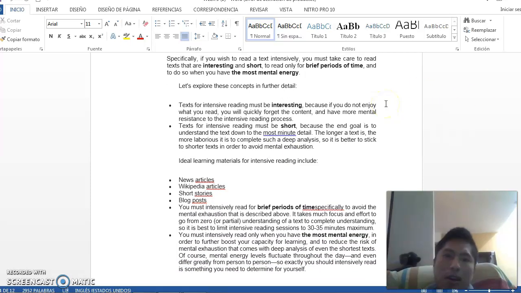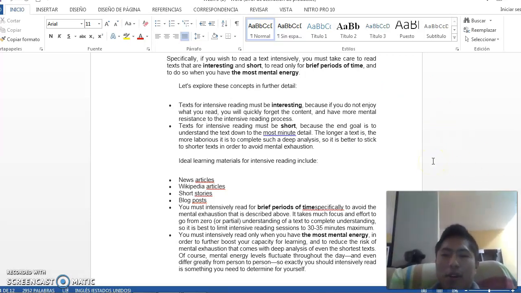As I told you once again, texts for intensive reading must be interesting, because you have to enjoy it a lot, and of course it has to be short. That is the idea. And here it says ideal learning materials for intensive reading include news articles, Wikipedia articles, short stories, blog posts, and you must read intensively for brief periods of time, specifically to avoid mental exhaustion. I mean, it's very clear.